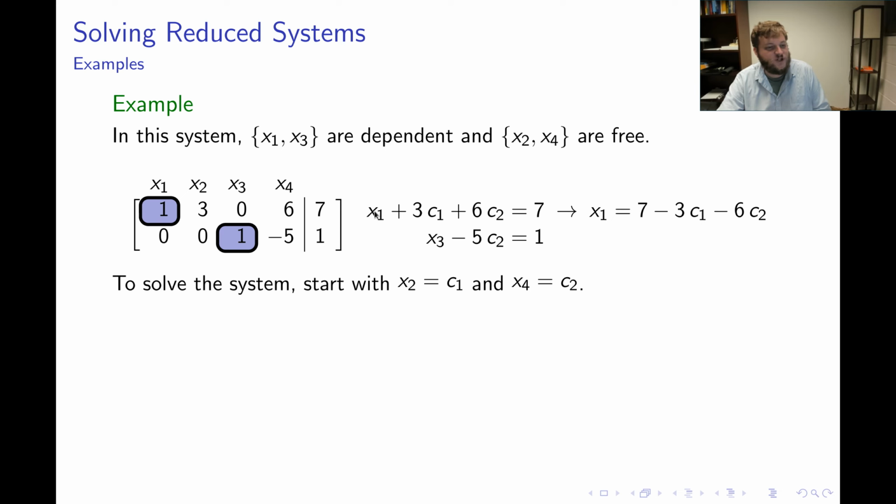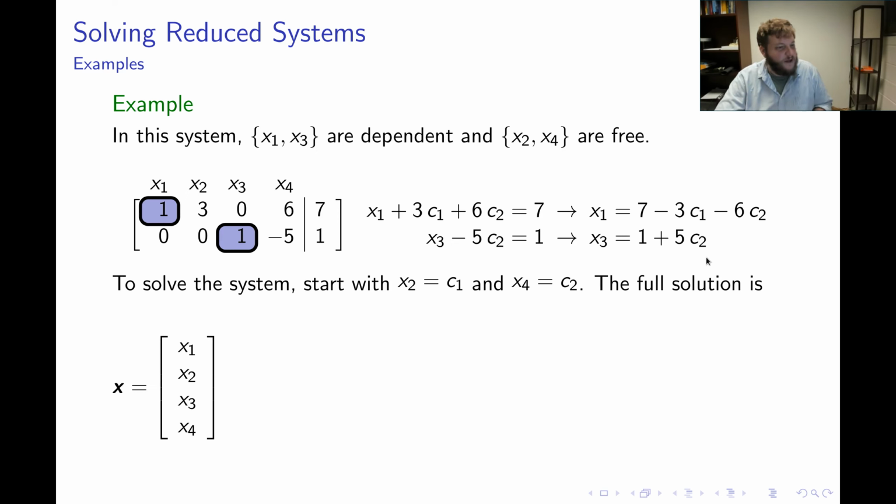The first equation is really x1 equals 7 minus 3c1 minus 6c2. And the second equation is x3 equals 1 plus 5 times c2. So now I've successfully solved for my dependent variables in terms of my free variables. Excellent. Now what I can do is write down the general solution vector.